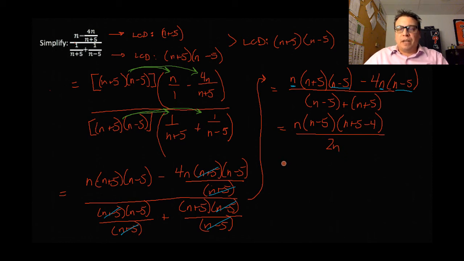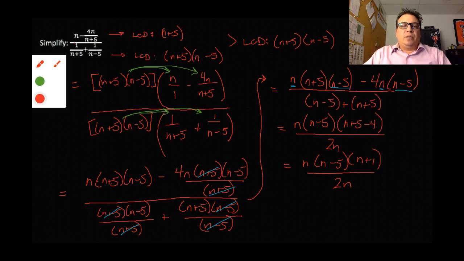Now I've got to simplify that numerator though, because I've still got other work that has to be done here. So that means I have an n minus 5, and then we clean this up. So I have n plus 5 minus 4. So that's going to give me an n plus 1. All of that is divided by 2n.